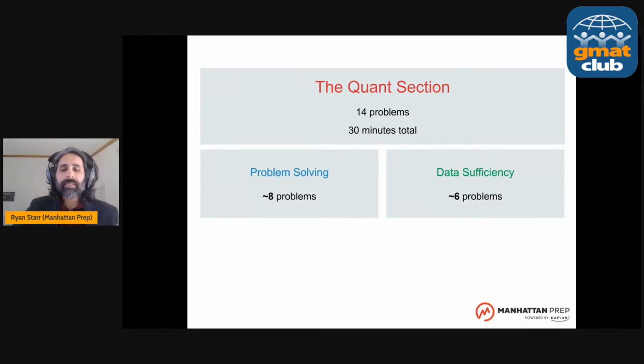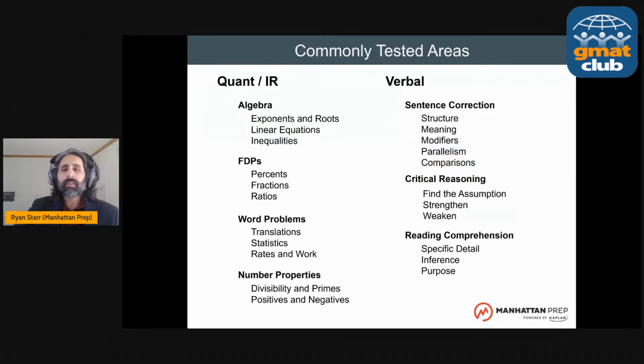Now, last thing to say about what's on the test. We've talked about the logistics of it. We've talked about the structure of it. We've talked about the structure within each section and the question types. But what about the content? What do we need to know to do well on this test?